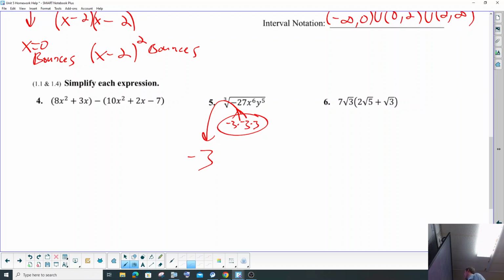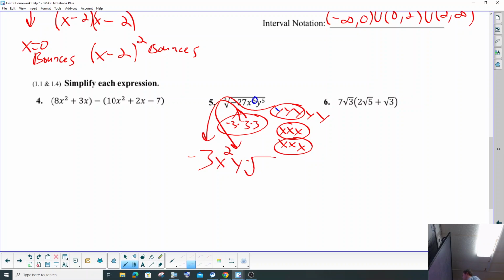And then how many x's do we have there? We got 2 pairs of them because we have 6 of them total. So then that's x squared that comes out. And then how many y's do we have? Well, we only have 1 pair that comes out, and so that's just 1. And then we still have cube root of y squared.